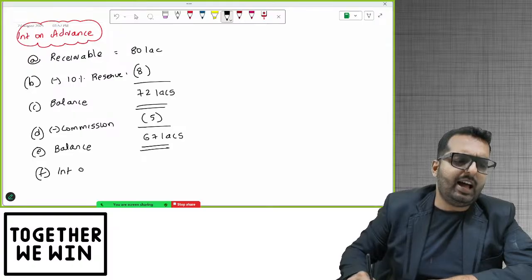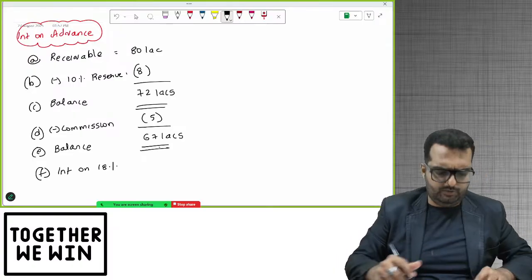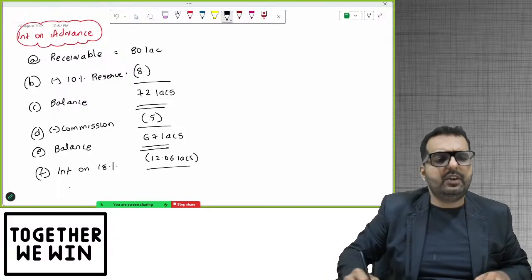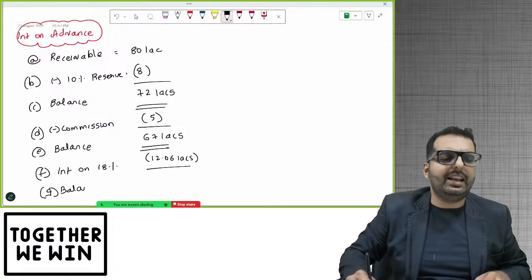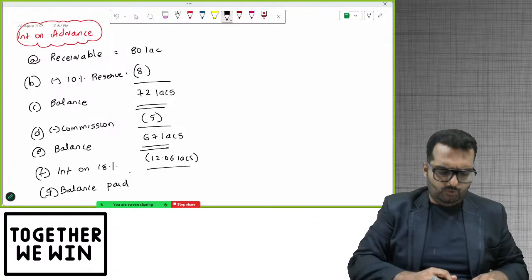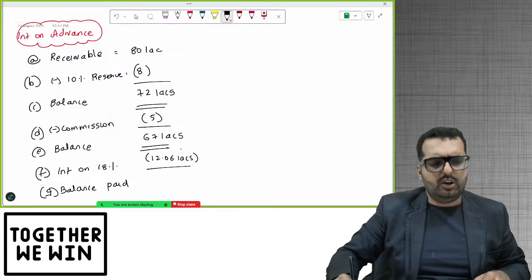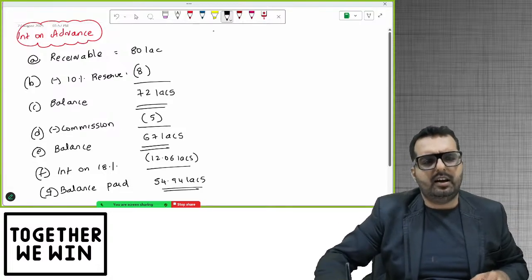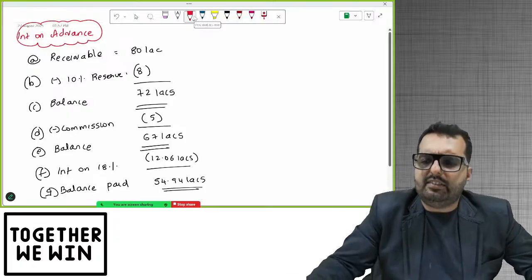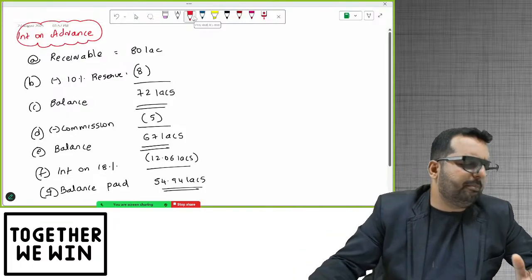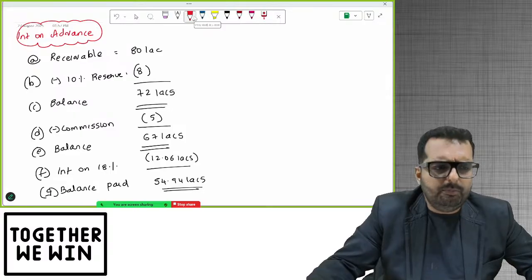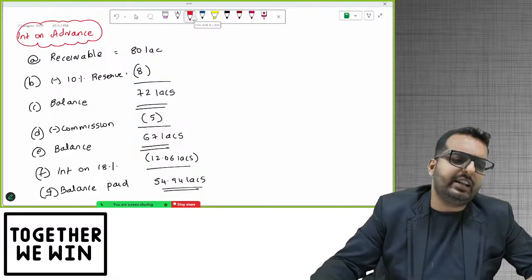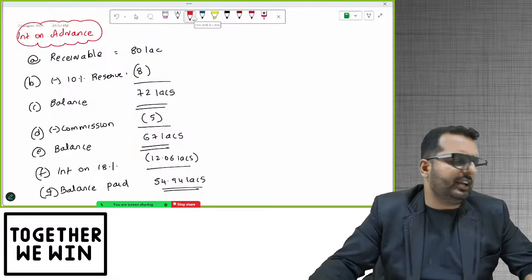On this 67 lakhs, he will charge an interest on the advance at the rate of 18%. Does that turn out to be 12.06 lakhs? He will deduct even this, and only the balance money will be paid. So what is 67 minus 12.06? Do you get the answer as 54.94 lakhs? This is the final amount to be given. So friends, this one particular format, please learn it by heart, okay? You have the receivable minus reserve minus commission, that will give you the balance, on that interest, and then balance paid. Can you please write down this in your books now?